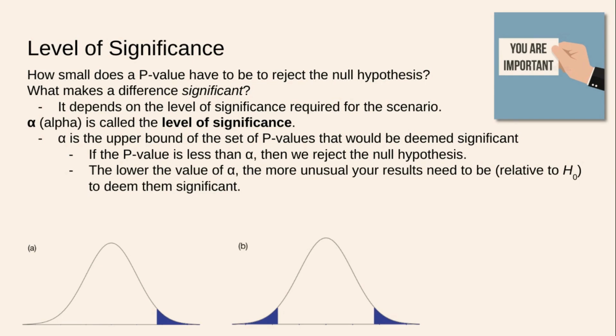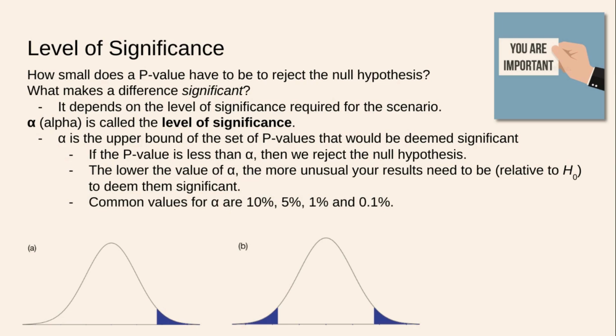The lower the value of alpha, the more unusual, therefore, our results would need to be, that is relative to the null hypothesis, to deem them significant, all right? What is the p-value? It's the probability of getting results like ours if the null hypothesis were true. So the lower the value of alpha, the higher the demand on the data to be really different upon analysis.